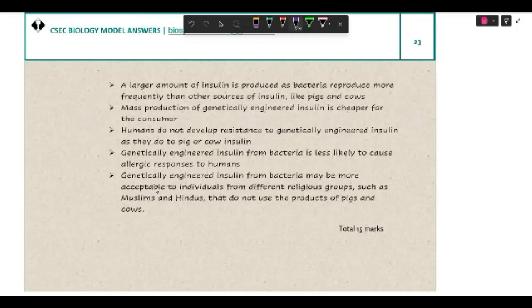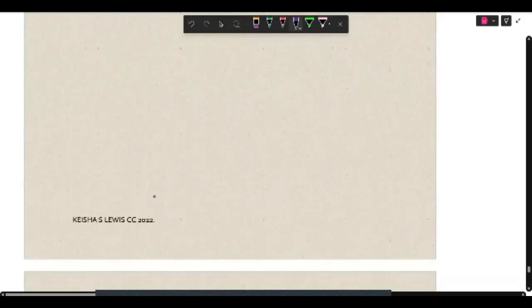So that's another advantage. And that's it for paper 2, January 2017. Yeah, that's it for that.